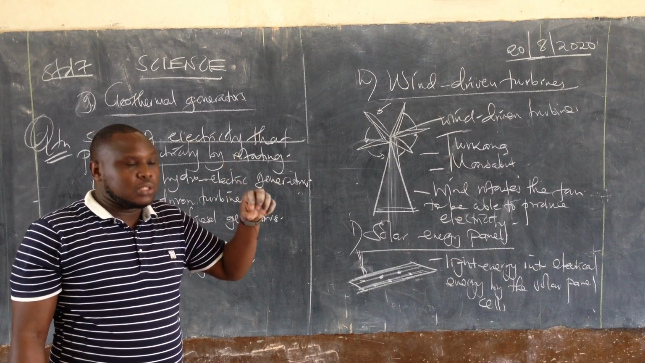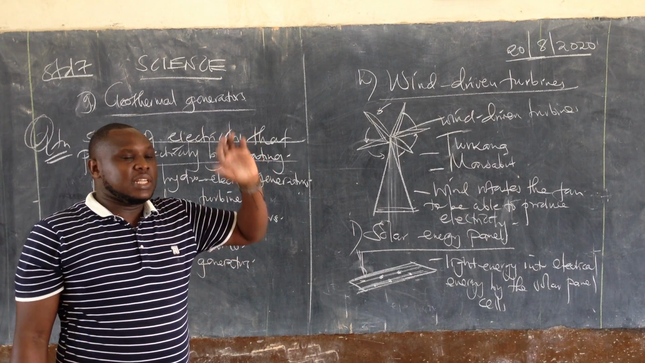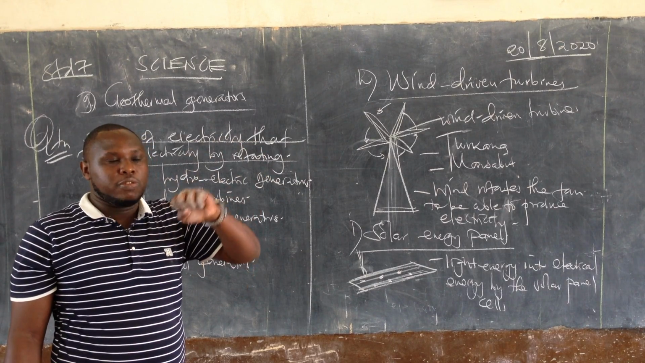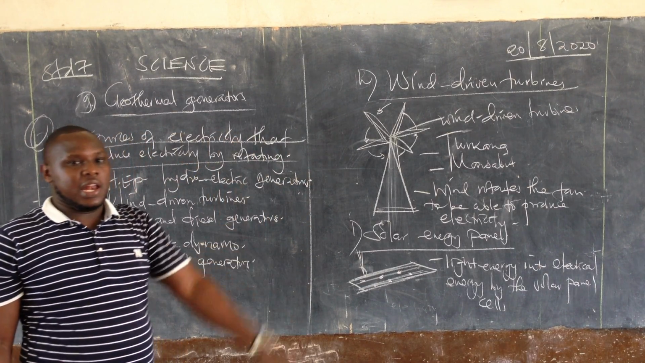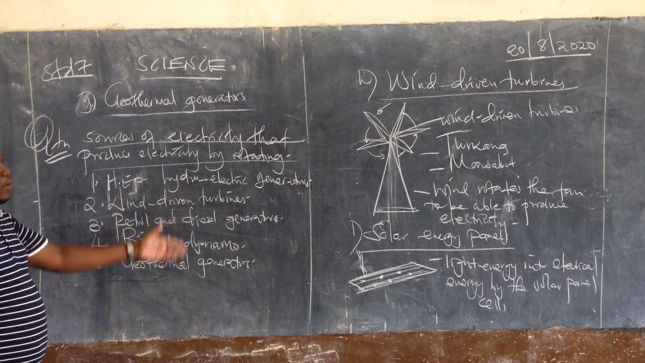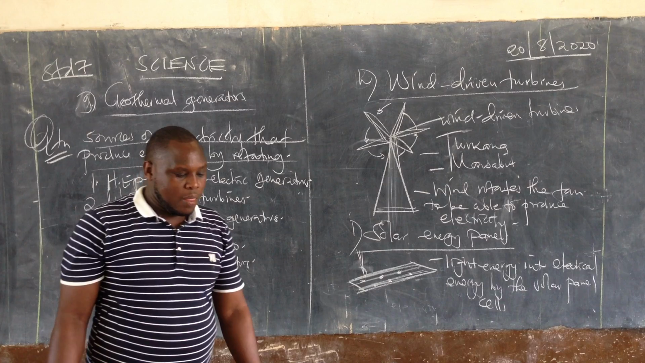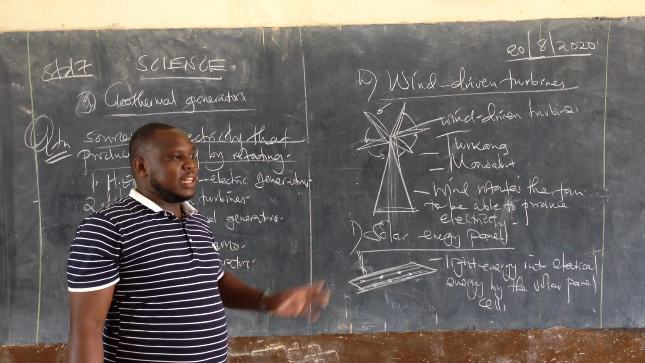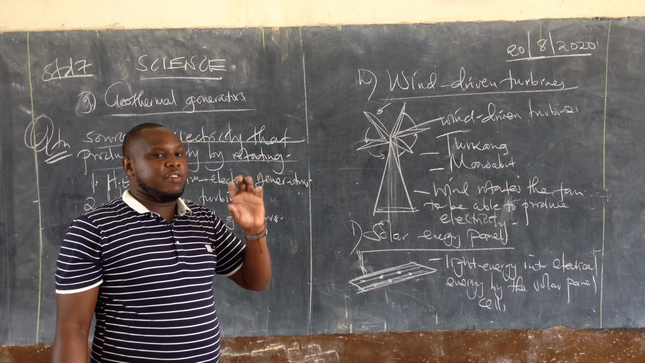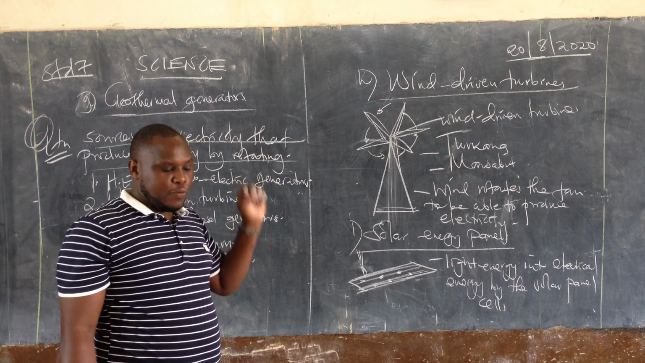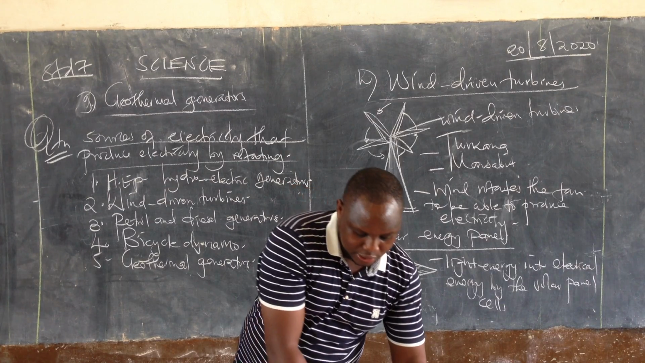They have cells which are very sensitive. So once there's light from the sun, they are able to sense and capture that, and convert it from light energy into electrical energy. So this is very important as far as this unit is concerned. There are very few questions that come from here, and the ones that come from here are very confusing questions. So you must get it right to understand the whole thing.